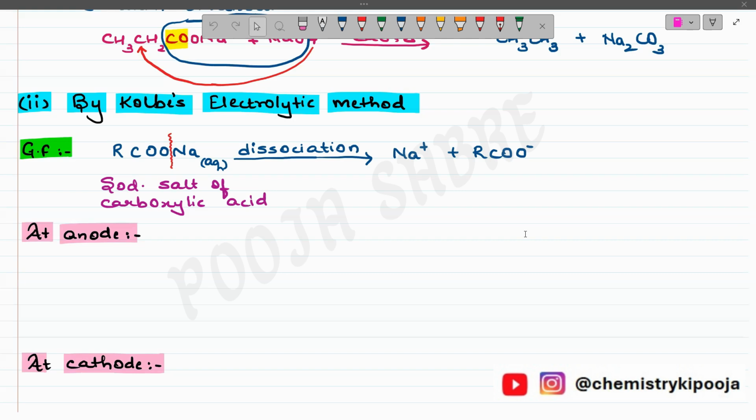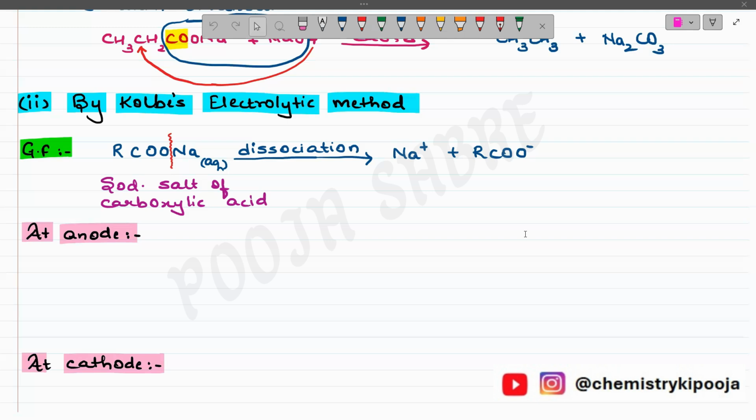In the last lecture, I covered the topic of decarboxylation. We prepared alkanes by decarboxylation of carboxylic acid using soda lime. In this reaction also, we are going to carry out the same kind of process. We are going to prepare alkane from carboxylic acid only, but the process will be electrolysis.